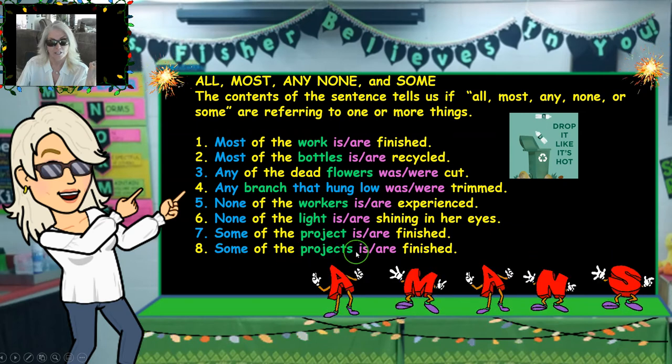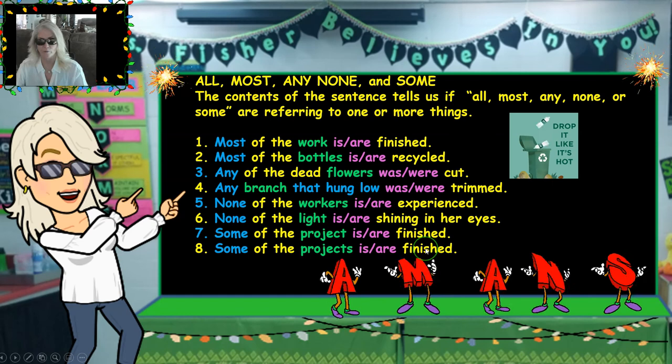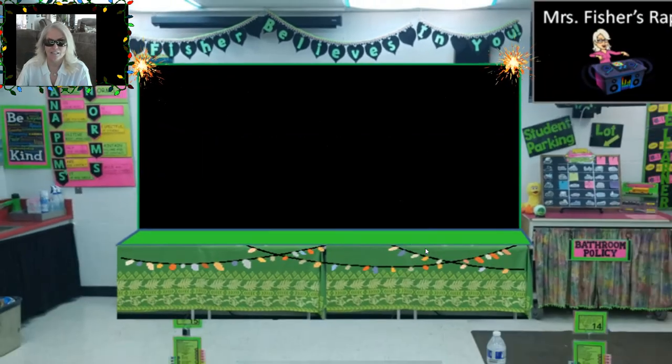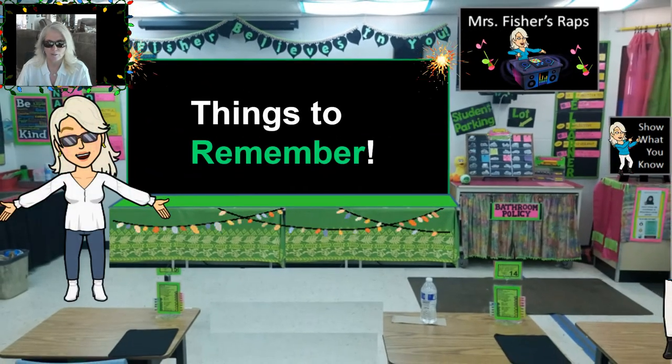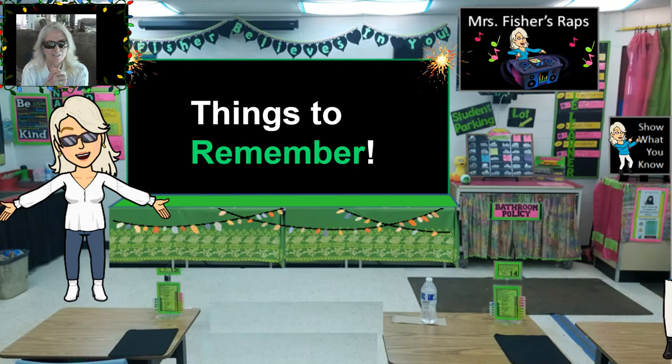Some of the projects is or are finished. All right, hopefully you did great on that, but see how neat it is to know that little trick? I mean, wow, right? Just knowing one body and a man's, how that just absolutely opens your mind up to understanding. You look at that object of the preposition to find your subject-verb agreement. So great job. Now we're gonna do a recap on things that we have learned before.